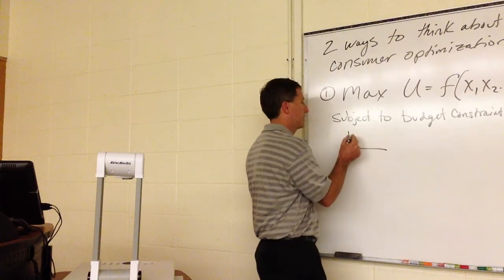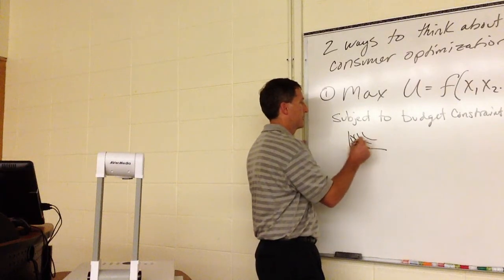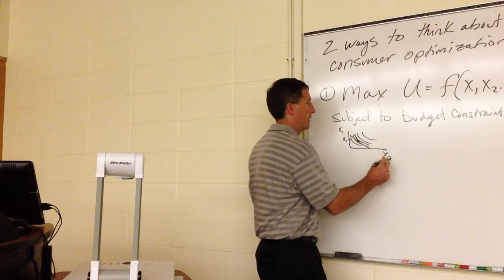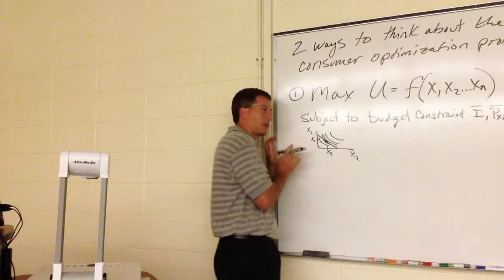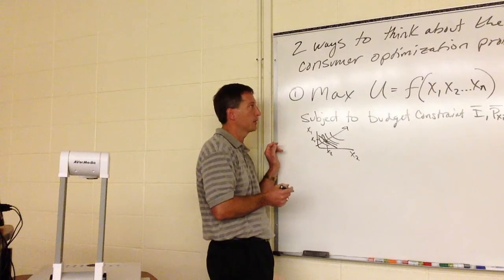Conceptually, we thought of, there's my budget constraint, and I want to be on the highest indifference curve to maximize utility of x1 and x2. Just a little mini graph for you, right? Utility goes out as we go this way on higher indifference curves.